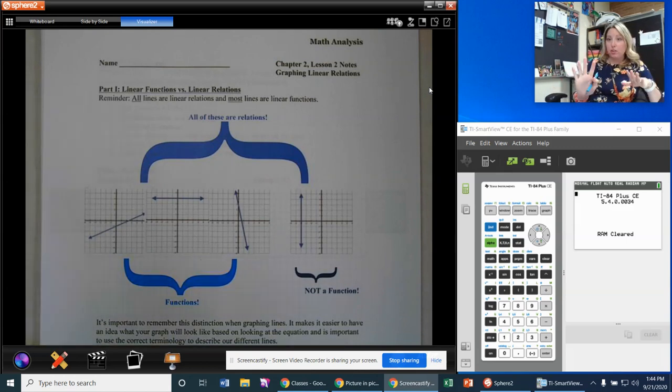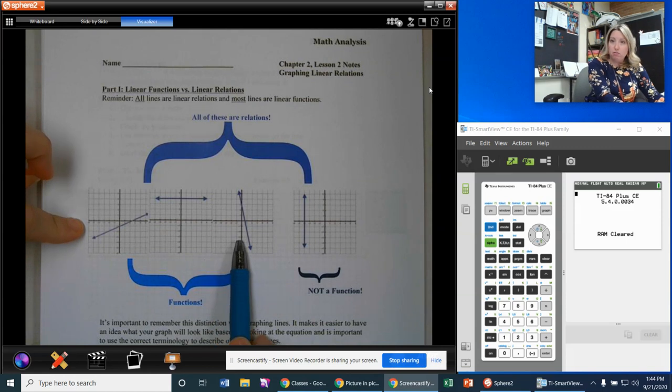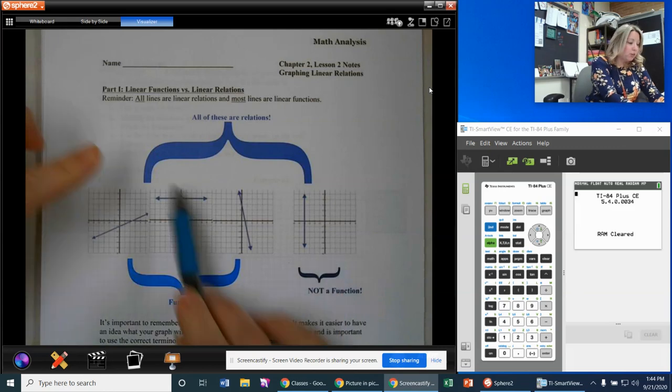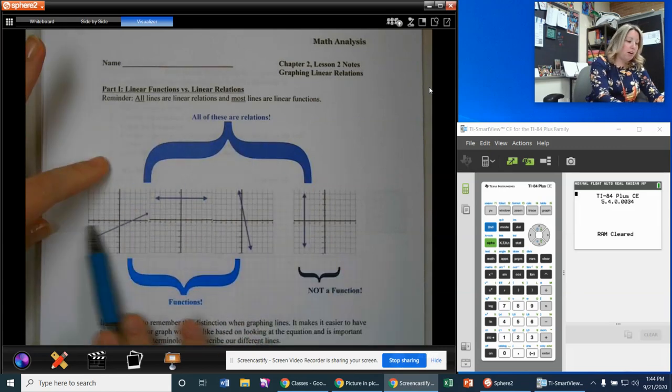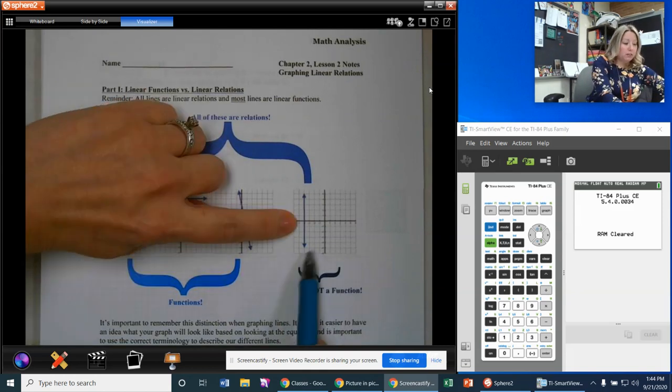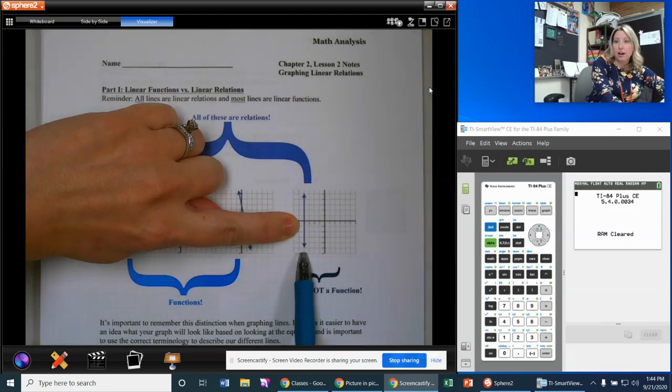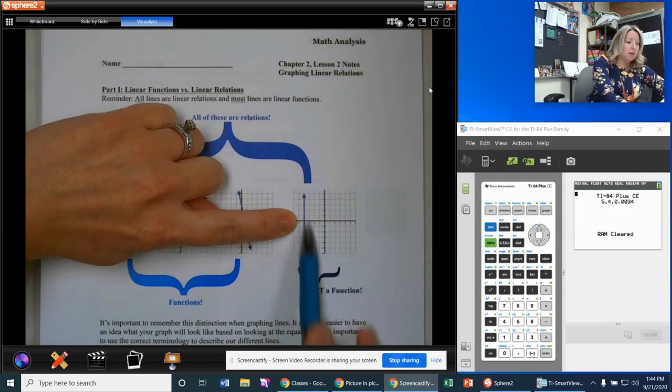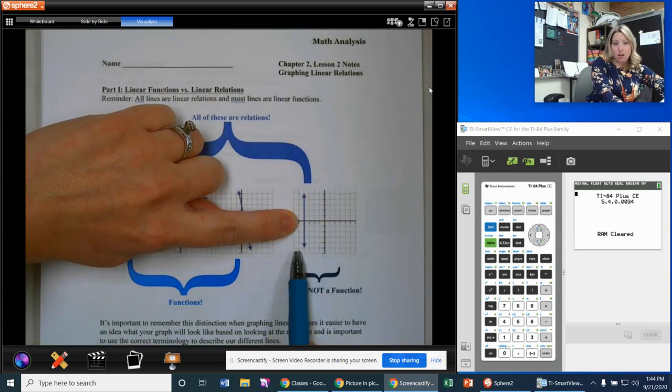I know I talked about this in the last one, but these three are linear functions. This is only a relation. I tried to really highlight that everything that's a set of points is a relation. Things that do not have an x value repeated are functions. And this is an infinitely repeated x value. So that's why a vertical line is not a function.